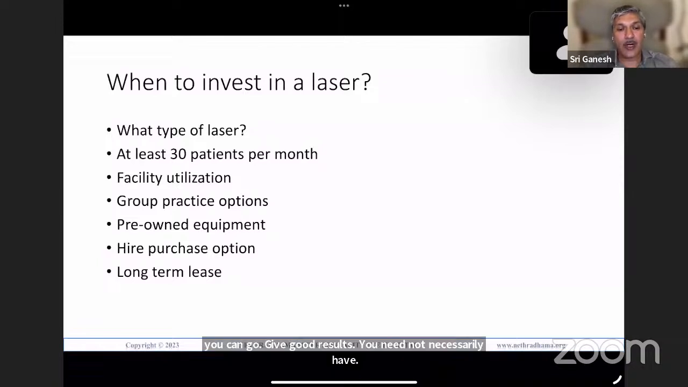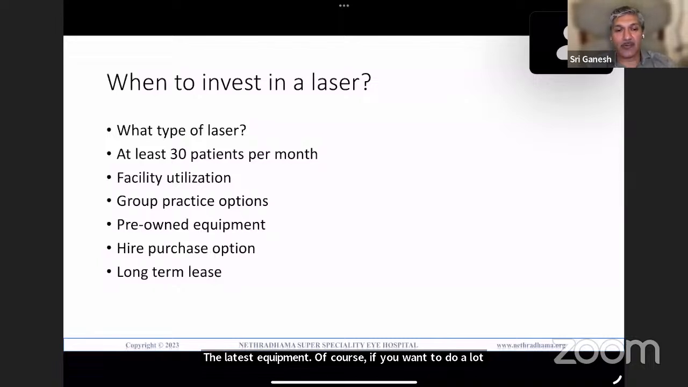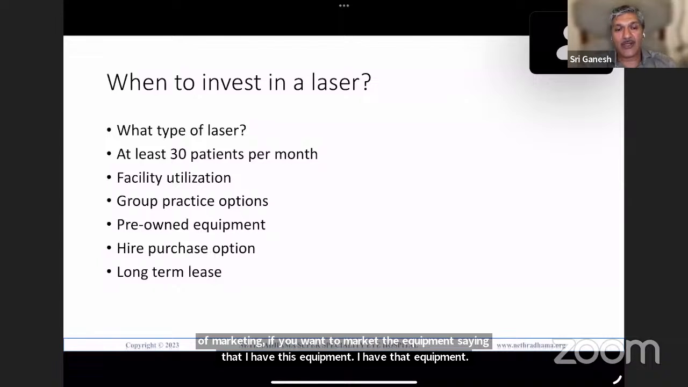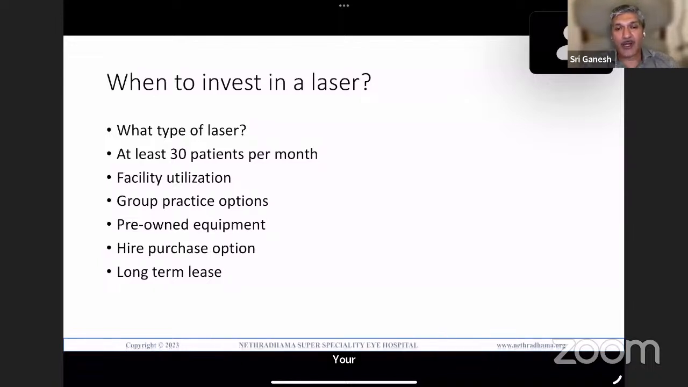Of course, if you want to do a lot of marketing, if you want to market the equipment saying I have this equipment, I have that equipment, then of course you can look at new equipment. But I always feel that you should market your skills as a surgeon, your results, rather than equipment. Because today you get an equipment, you market the equipment. Tomorrow somebody else down the street is going to put up the same equipment and then charge less, and that's something you can't compete with. But you can always market your results, your expertise, and this is something that will stay for a long time.